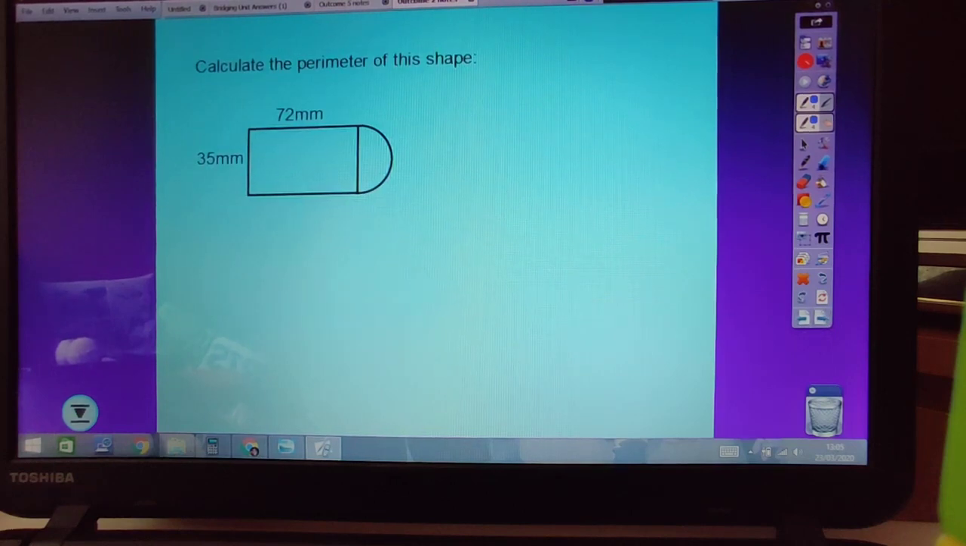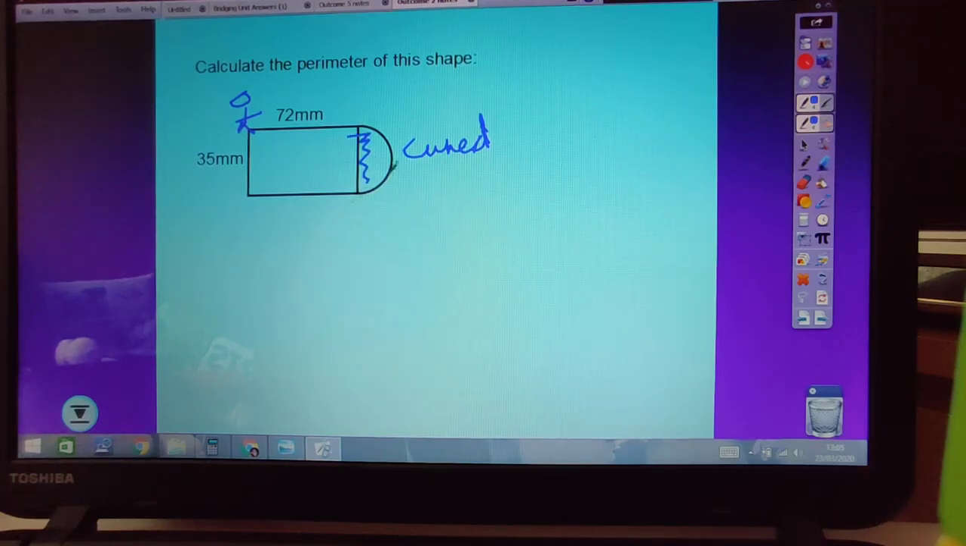So here's an example. Calculate the perimeter of this shape. Perimeter, that's the outside edge. If you were a wee person walking around this shape, you'd walk along 72 first. Then you'd walk around this curved edge. Then you'd walk another 72 and then up 35. You do nothing with that line in the middle.